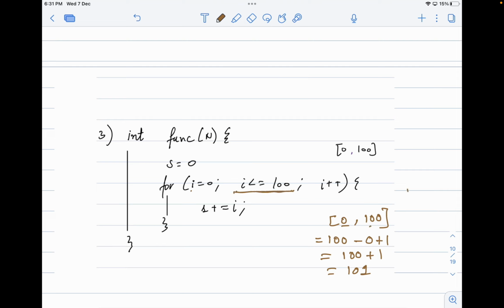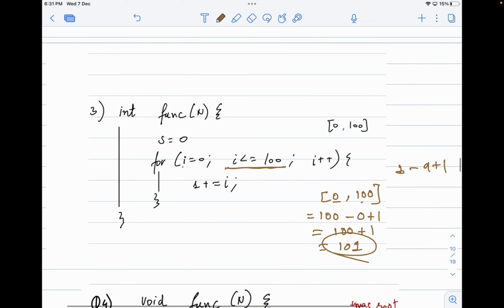So you just made b minus a plus 1, so you got 101, which means the iterations will happen n plus 1. Got it? So 1 is negligible, 1 doesn't matter. If it is 5 lakh plus 1, then 1 can't impact your performance too much, right? So you can just ignore it. You can say 5 lakh iterations are happening, which means n iterations are happening.